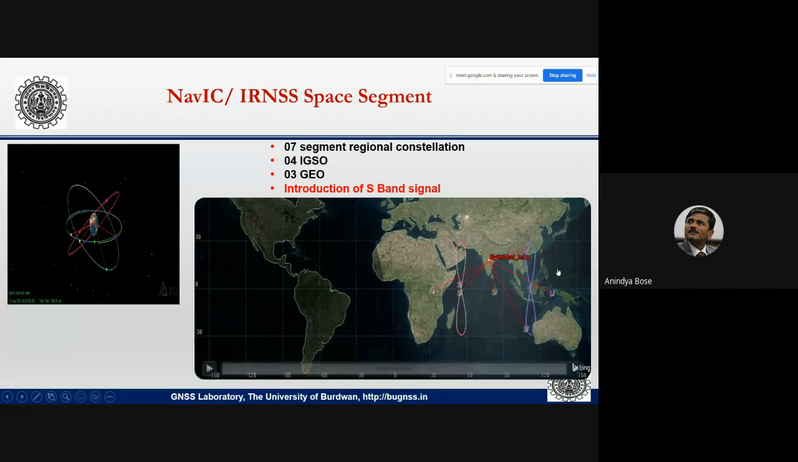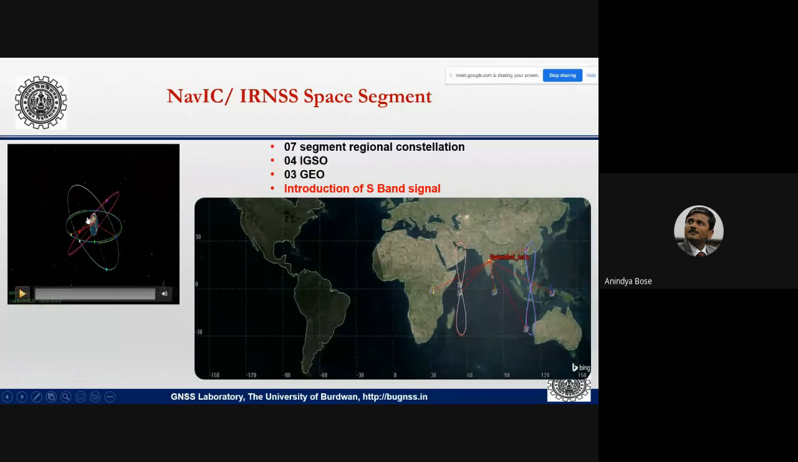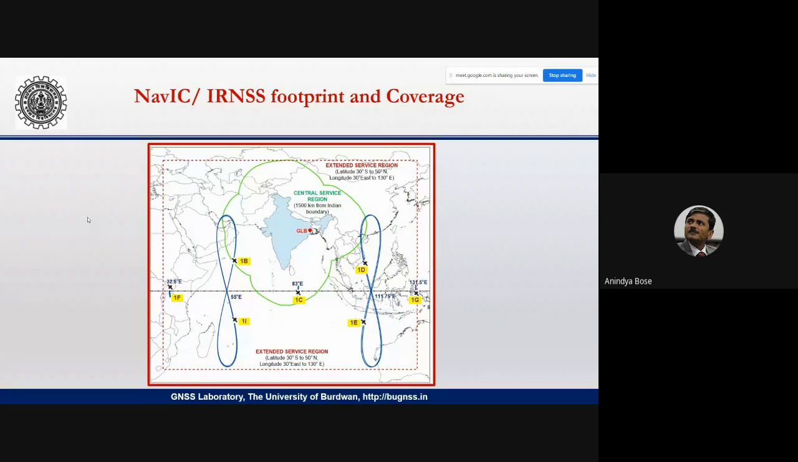And NavIC is a regional system. It has only 7 satellites so that it can cater to the needs of this particular region. 4 are in inclined GSO and 3 are in GEO. Their constellation structure is completely different in comparison to GPS, GLONASS or Galileo.